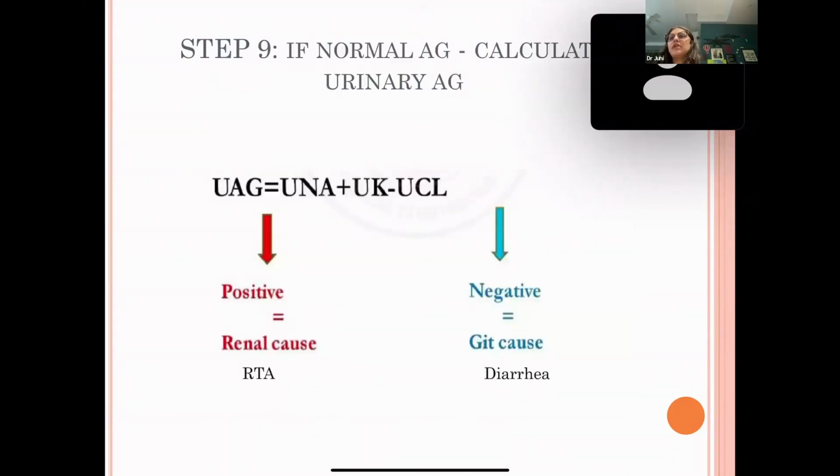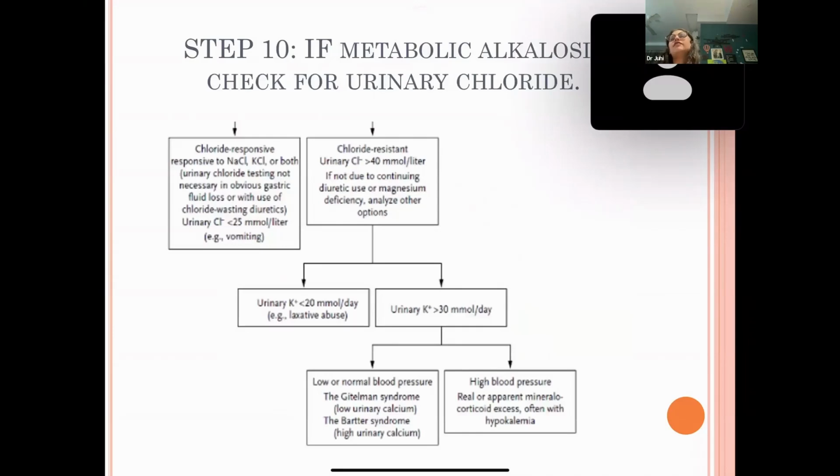If the anion gap is normal, or non-anion gap, then you need to look at the urinary anion gap, whose formula is urine sodium plus potassium minus chloride. If the value is positive, then it's a renal cause, seen in renal tubular acidosis. If the value comes out to be negative, it's a GI cause, like in diarrhea. Okay, and last step, if the primary disturbance comes out to be metabolic alkalosis, you should always check urinary chloride. If the urinary chloride is less than 25, it means the body will respond to chloride, normal saline. Okay, so you can give fluids. If the chloride level is more than 25 or 40, then you look for other causes, which is not needed for you.